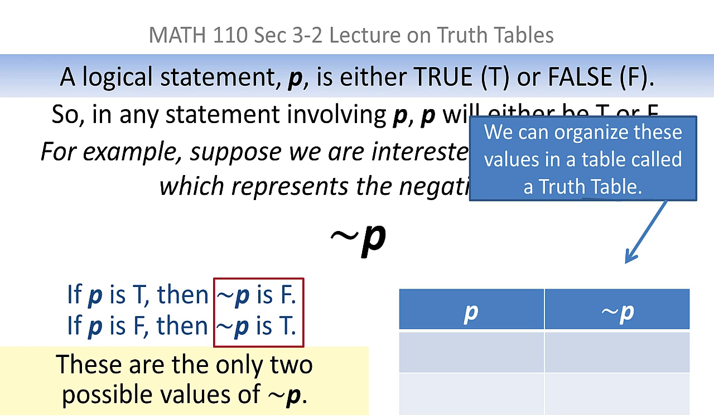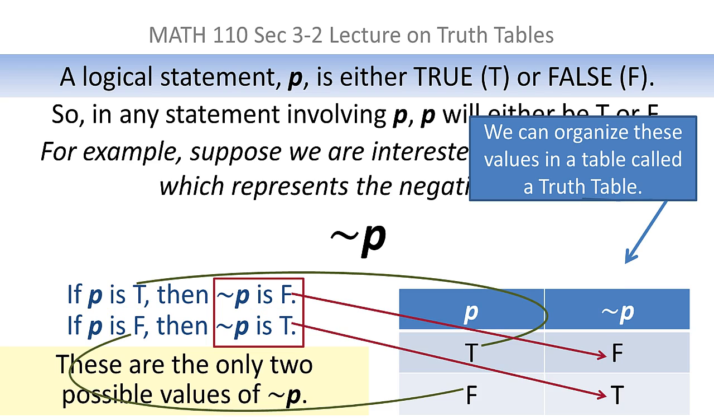Now, a truth table simply takes the statement or statements and gives them a column and organizes it in a tabular fashion. So if the original statement is true, the negation is going to be false. And if the original statement is false, the negation will be true. When P is true, that's here, the negation of P is false, that's here. If P is false, that's here, then the negation of P is true, that's here. So all I'm doing is taking those values and organizing them in a table.